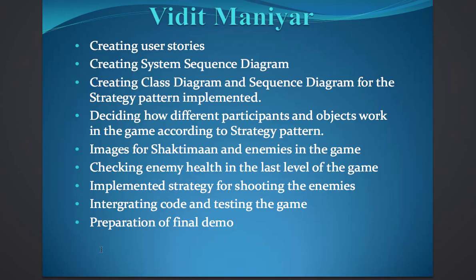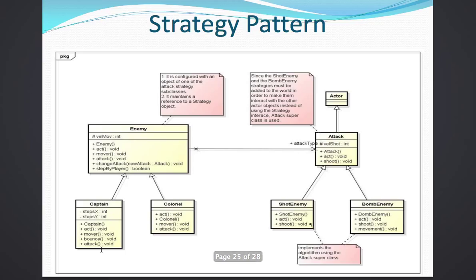The next on the list has been implemented by Vidit Maniar, and that is the strategy pattern. The strategy pattern has been implemented with 2 major participants, the captain and the colonel. Both these enemies shoot towards Shaktimaan, but their strategy, their behavior, is very different. The captain shoots a straight coming bullet, whereas the colonel plants a grey bomb in Shaktimaan's path. There is a method change attack which can be used in order to change the attack strategies of these 2 characters interchangeably.